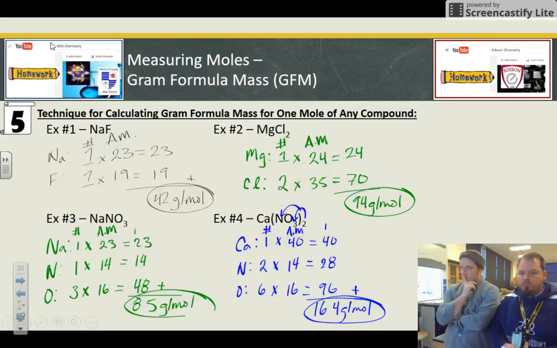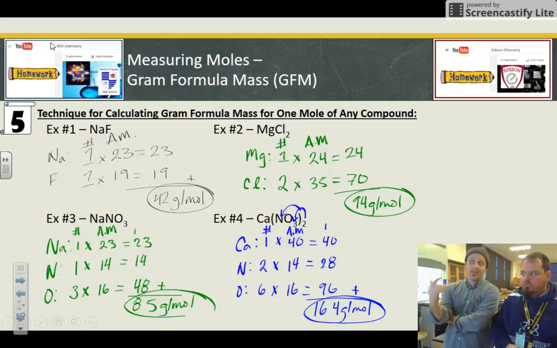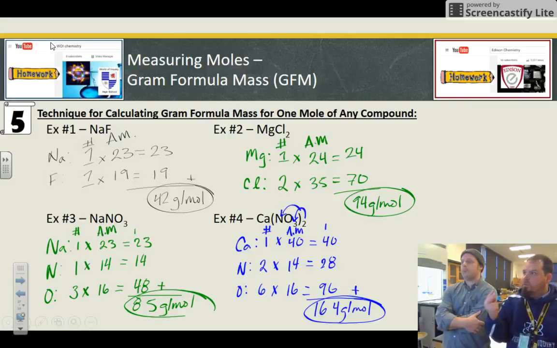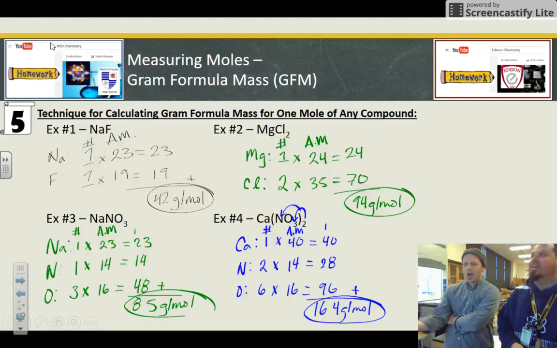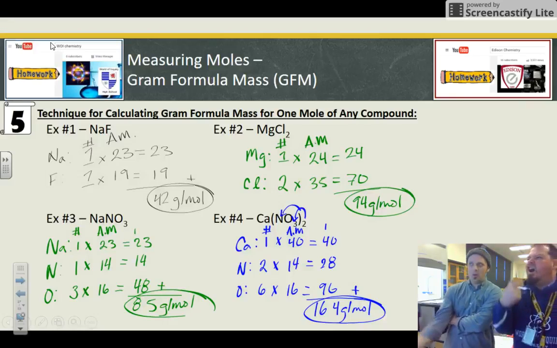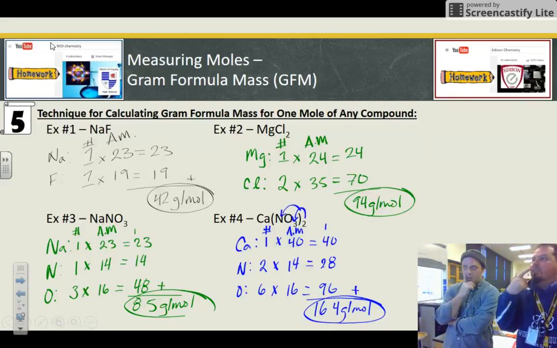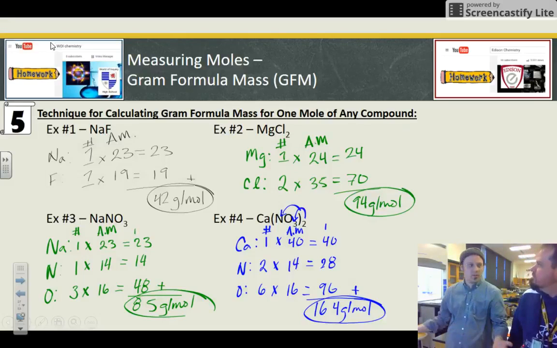Riddle me this, Mr. Mills. Okay, go ahead. How much would 2 moles of NaF weigh if put on a scale? Well, if 1 mole is 42 grams and you want 2 moles, let me double it. It'd be 84 grams. There you go. Done. He's already doing stoichiometry. That is stoichiometry. How much would a half of 1 mole of NaF weigh? Well, if 1 mole is 42 grams, half of that would be 21 grams. And now we're doing stoichiometry.